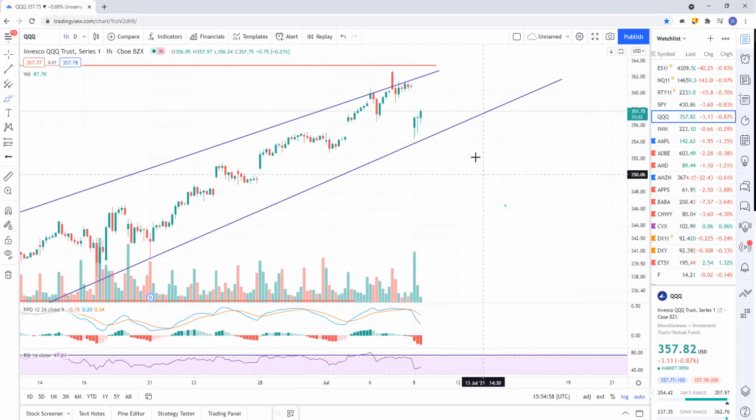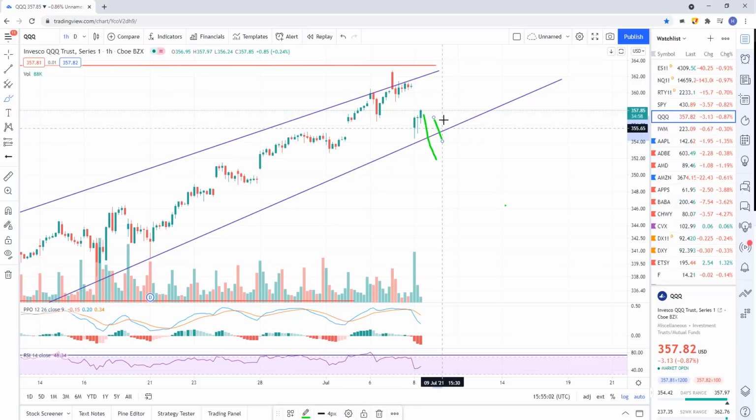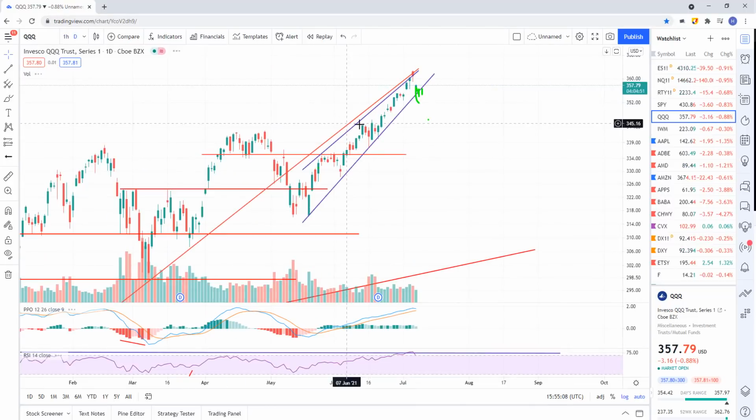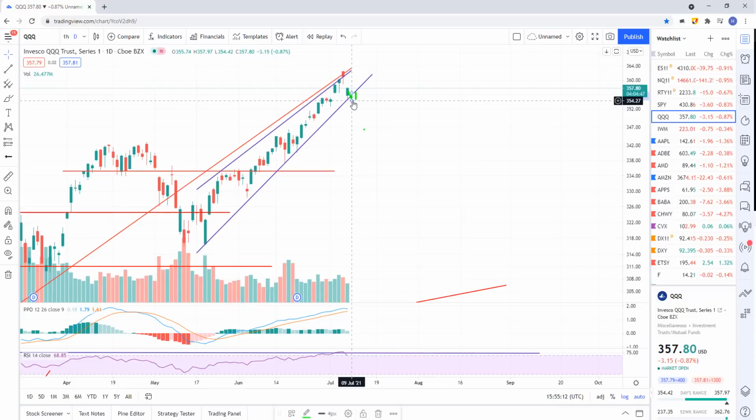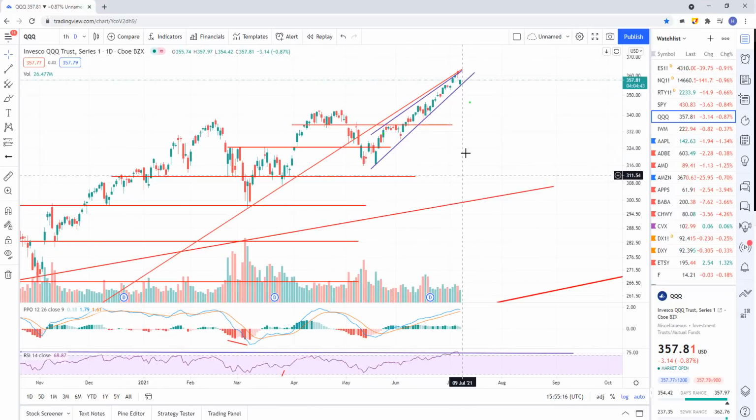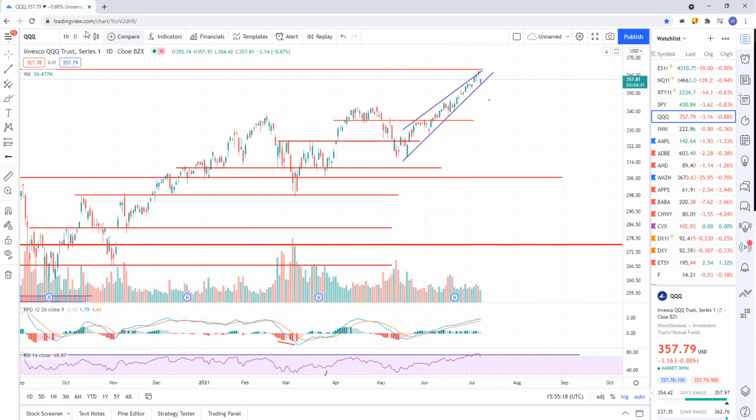What I'm looking for as a sell signal is a break of this trend line. So I need an hourly break of that trend line. I don't know when it's going to come, but the market and the charts tell me that we are going to get that breakdown in the near future. We might bounce around a little bit more within this price channel.